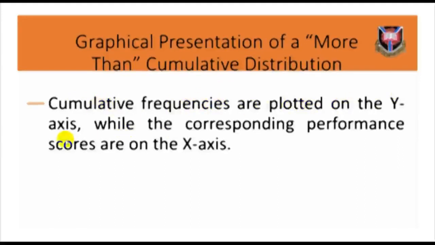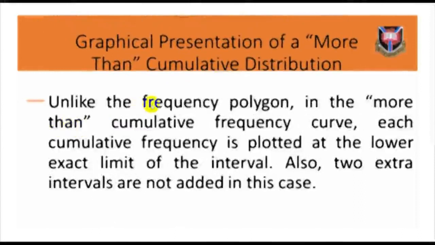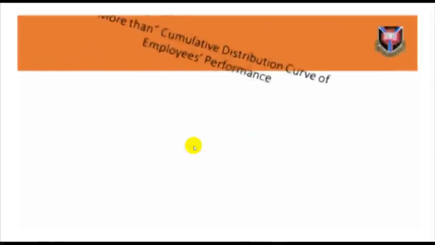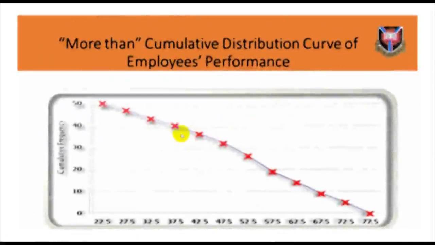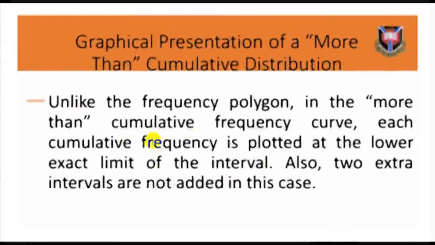Cumulative frequencies are plotted on the y-axis, while the corresponding performance scores are on the x-axis. The method of plotting is quite similar to that of plotting the simple frequency distribution. However, while the frequency polygon type of graph is adopted, the histogram type of graph is not applicable here. When plotting the frequency polygon, the frequency in each interval is taken at the midpoint of the interval, but in the more than cumulative frequency curve, each cumulative frequency is plotted at the lower exact limit of the interval.